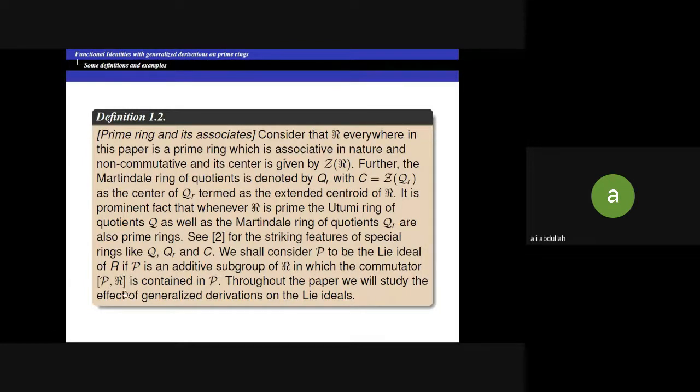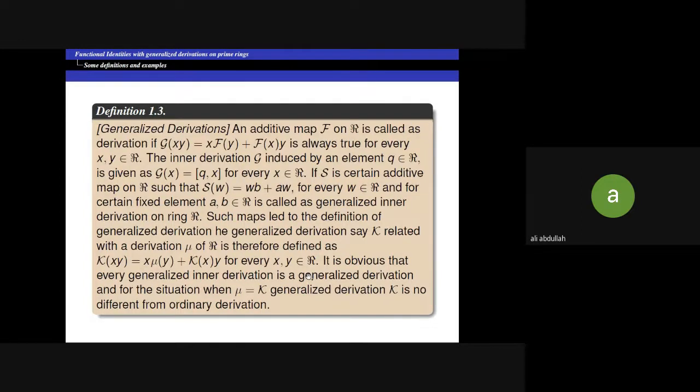Here the set P is called a Lie ideal if P is an additive subgroup of R which contains the commutator [P, R]. Throughout the paper, we have studied the effect of generalized derivation on Lie ideals. An additive map d on R is called a derivation if d(xy) equals d(x)y plus x d(y), and it is called an inner derivation if d(x) is given as qx minus xq, denoted by [q, x], for every x in R.